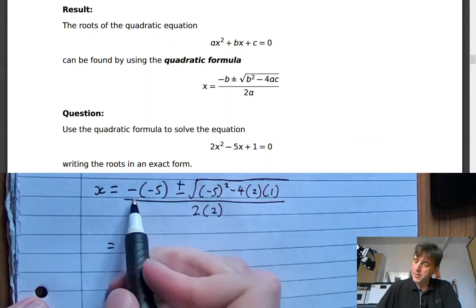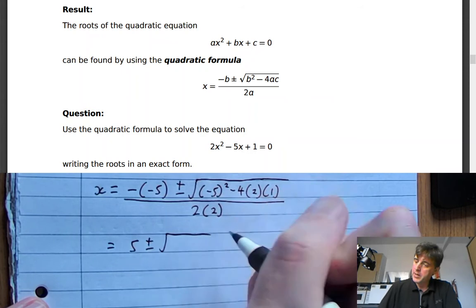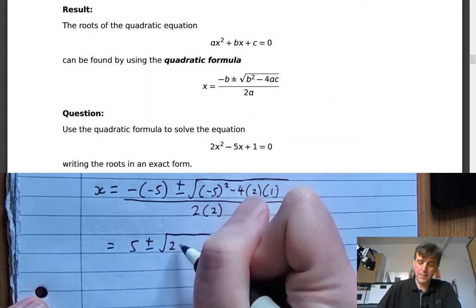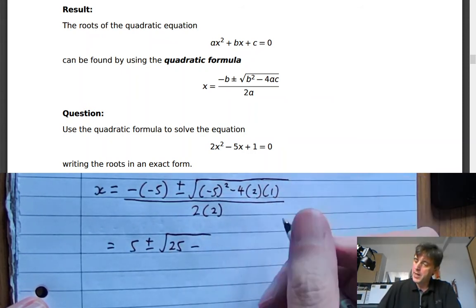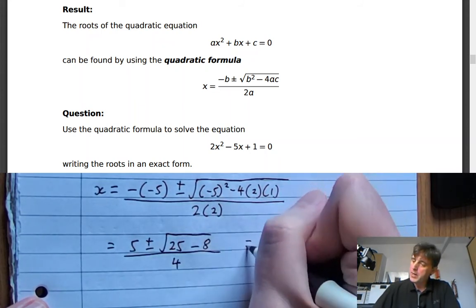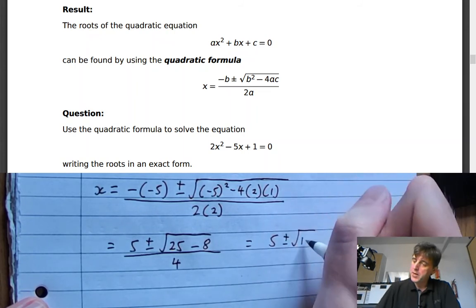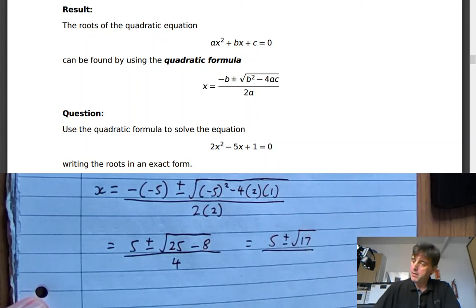So the minus and -5 becomes 5, plus or minus. If you work out what's under the square root sign here, -5 squared is a positive 25. 4 times 2 times 1 is 8. And of course 2 times 2 is 4. So 25 minus 8 becomes 17 underneath that square root sign there. And we've got our solutions here.